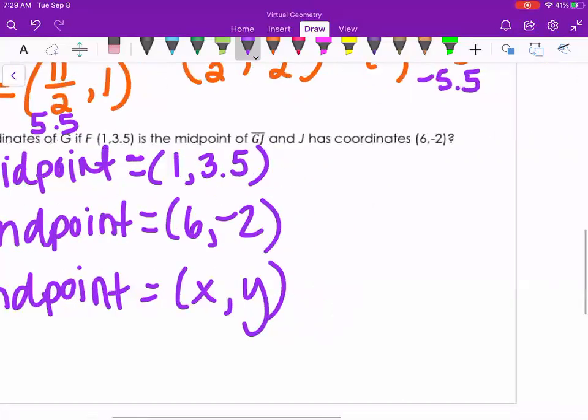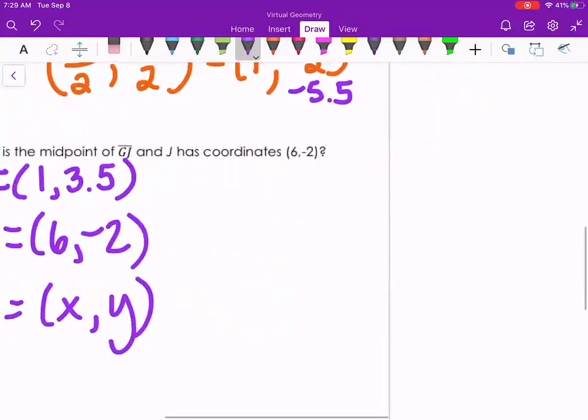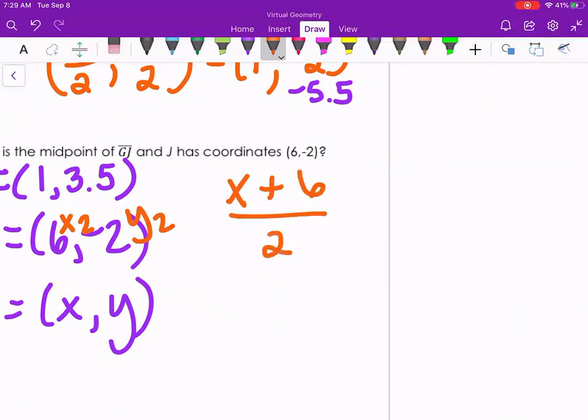We're going to write 2 equations. One that'll help us find the x, one that'll help us find the y. All right, so let's start with finding our x. All right, so our formula says take our x1. So we're going to let that be our x, plus your x2. We'll let that be the 6. And then we'll divide that by 2, and we're supposed to get a 1. So let's solve this out.